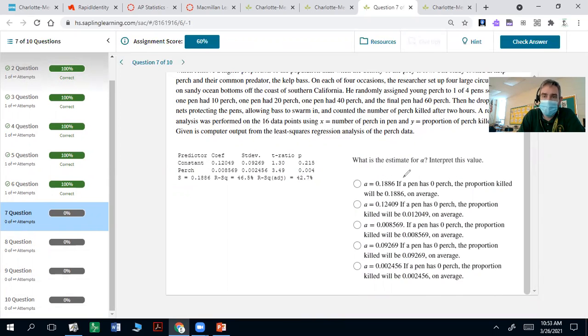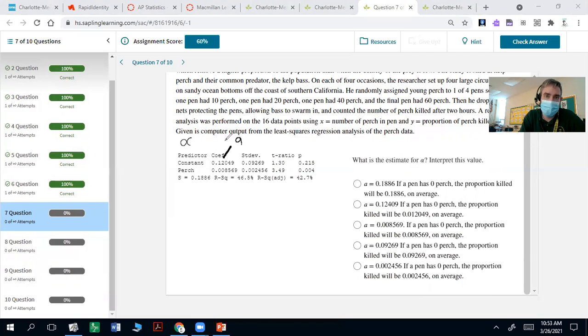Same question, what is the estimate for A? Again, this is what we call the lowercase a, like the y-intercept A, but it estimates the true A. And again, they're throwing this alpha out there, like, hey, I can just casually put alpha for alpha level on a test or just the y-intercept.